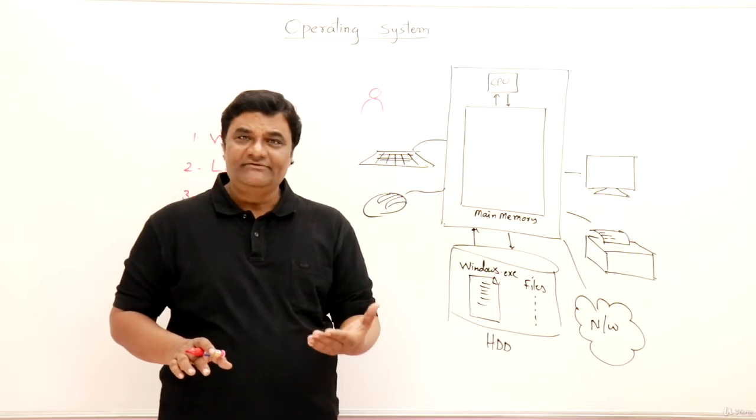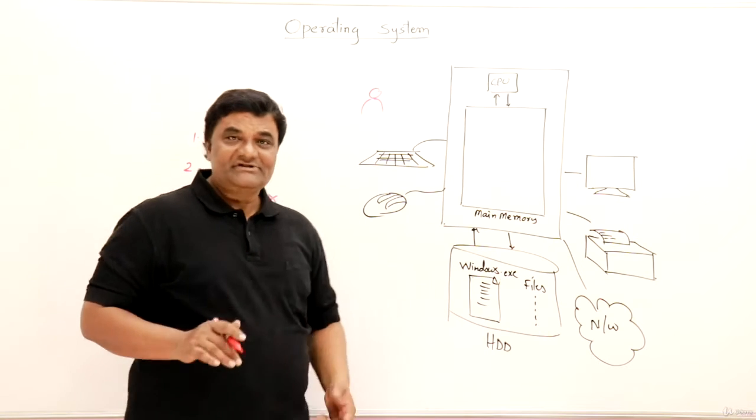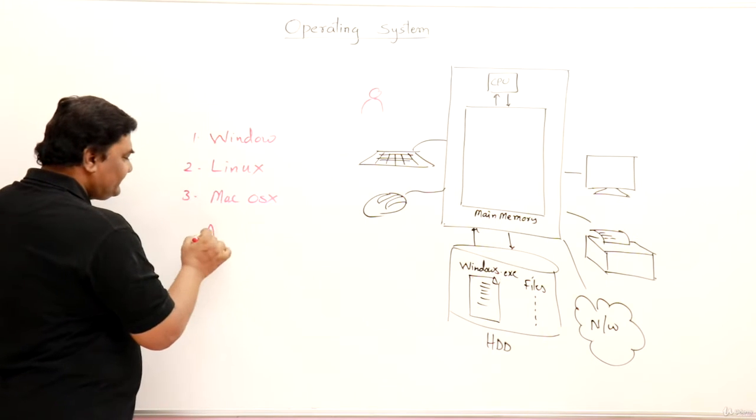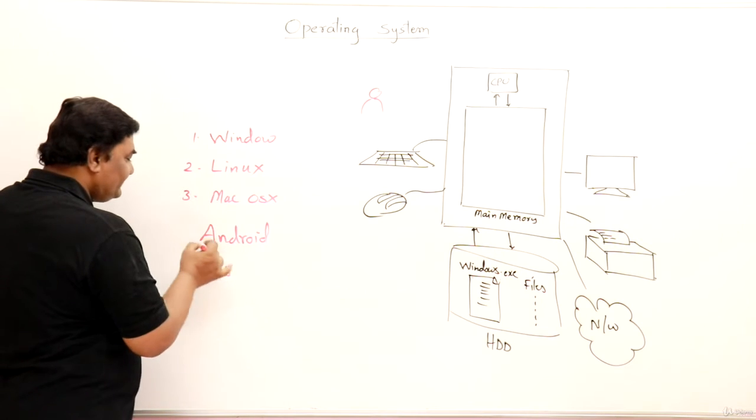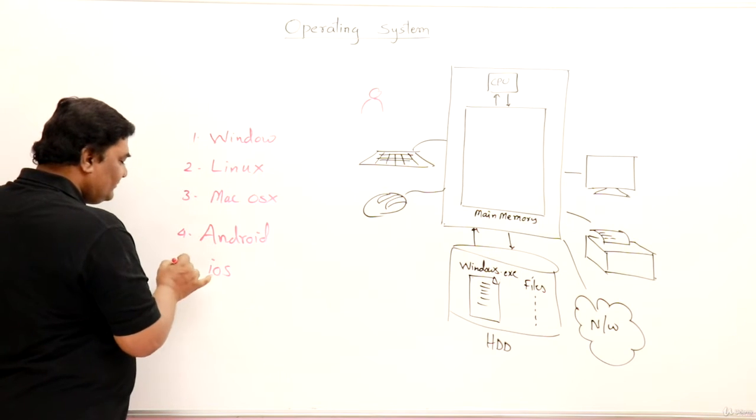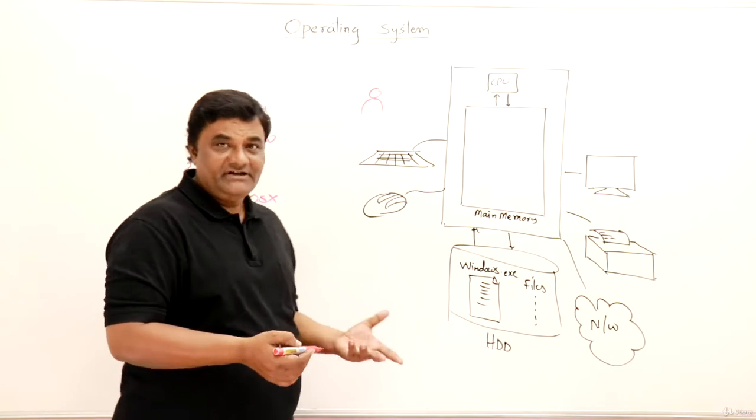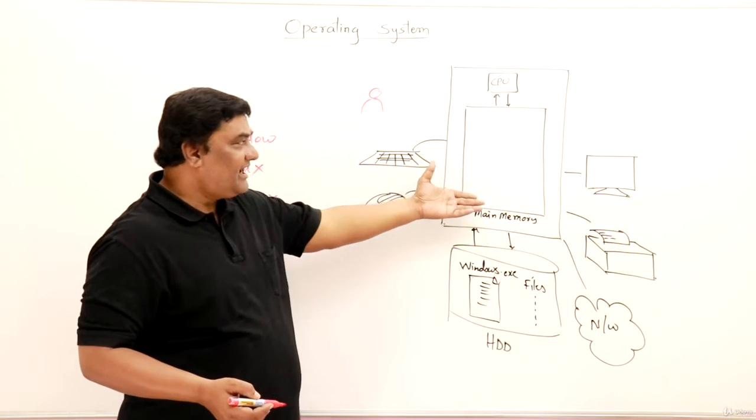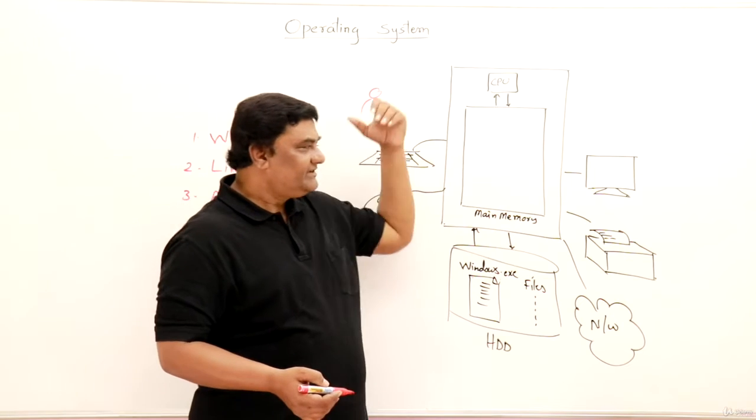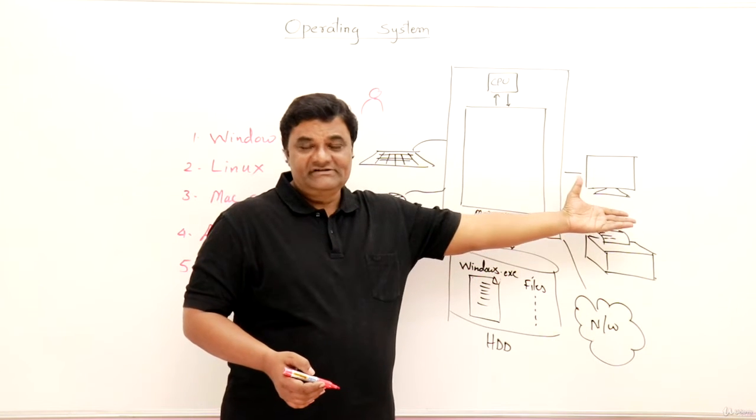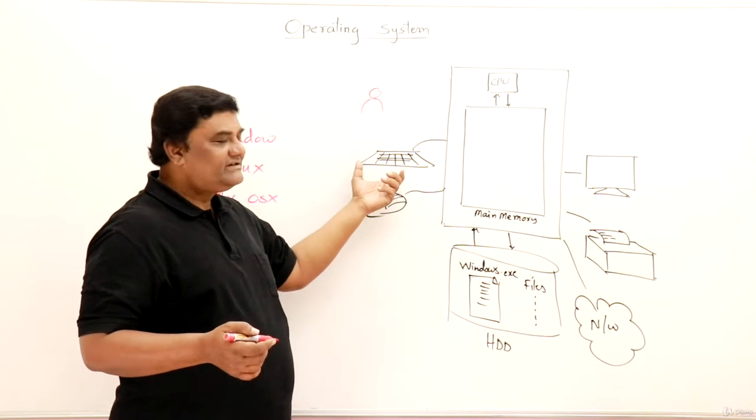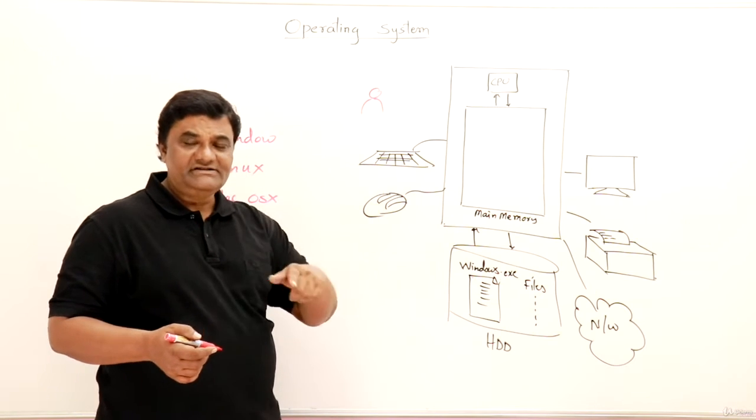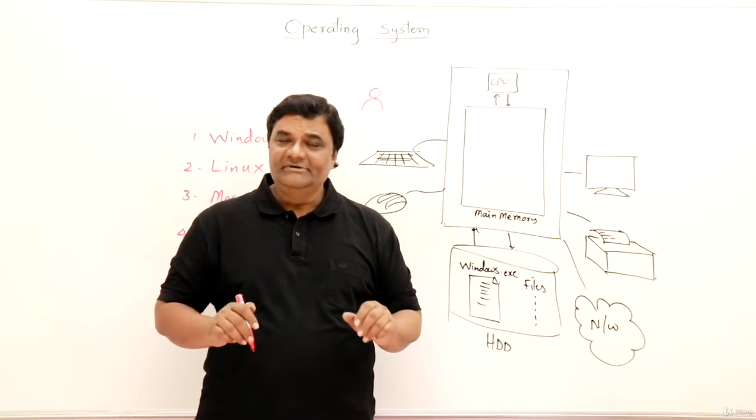Even on your mobile phone, you have operating systems like the Android operating system and the iOS operating system. On a mobile phone it's the same thing: you have storage and RAM, that is main memory, and the processor is there. The screen itself is the display, and it also works as an input or touch device, a touch screen. So both are similar.